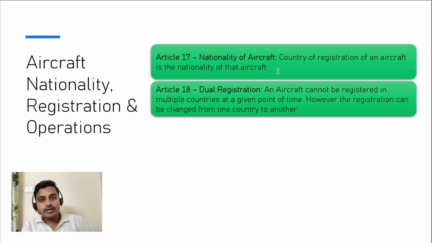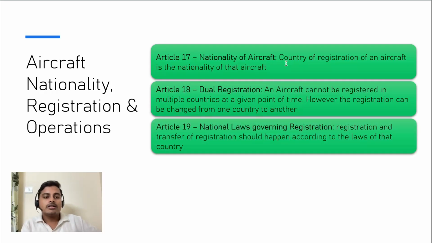You may ask why. This is because registration decides which country's aviation laws, safety regulations, and airworthiness rules the aircraft must follow. One example can be an aircraft sale. When an aircraft is sold to an airline in another country, the new owner has to deregister it from the old country and register it under the new country.